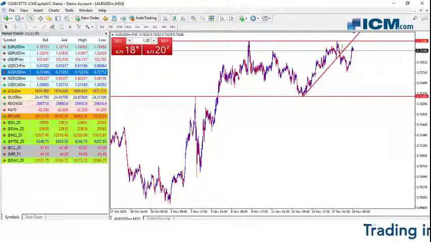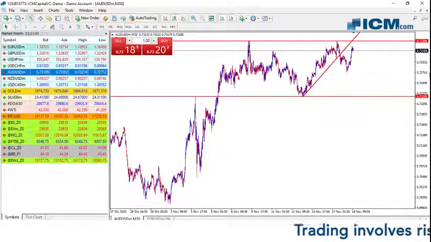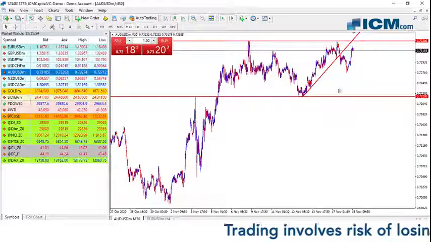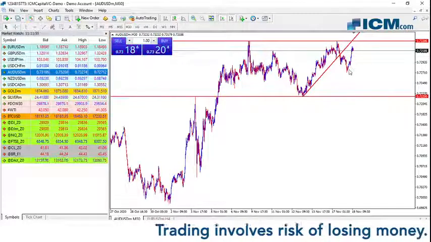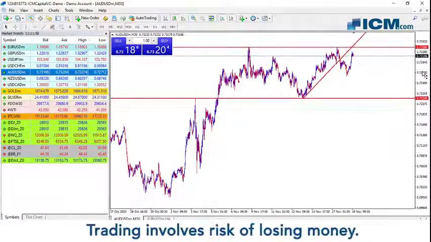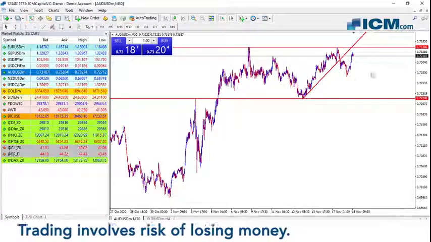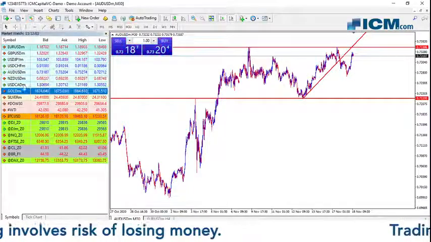As long as we are in this consolidation zone, we could be poised for a bigger correction or another low relative to the one that we posted earlier. So this is, on the bigger picture, what's happening for the Australian dollar against the United States dollar.